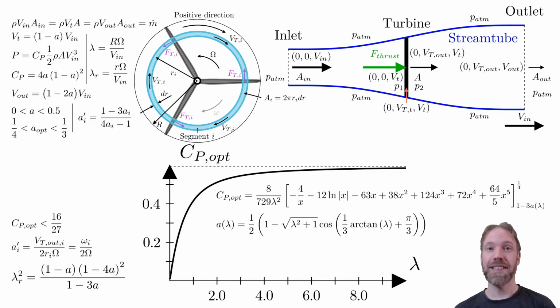Hence, to reach this limit, we still need infinitely many infinitely thin blades to reach an even pressure drop that we have in the theory. For a real turbine, the finite number of blades and drag losses will make the performance lower than the maximum predicted here. With this, I will end this video.